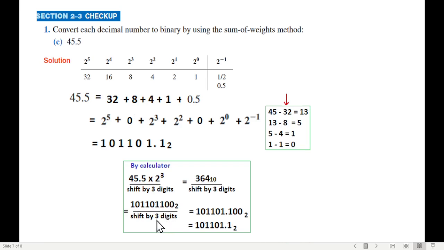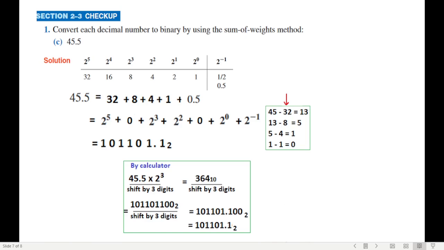Now we have to shift it by 3. Shift the decimal. We assume that there is a decimal here. Shift 3 places left. So this is the answer. And after the decimal, there is no point keeping zeros. So this is our final answer, which is same as what we got here.